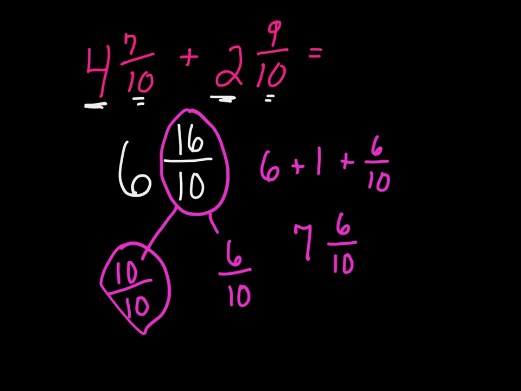But again, just like I've been showing you, make sure you are reducing. 6/10 can be reduced by 2. So we're going to get a new mixed number, 7 and 3/5, just like before.